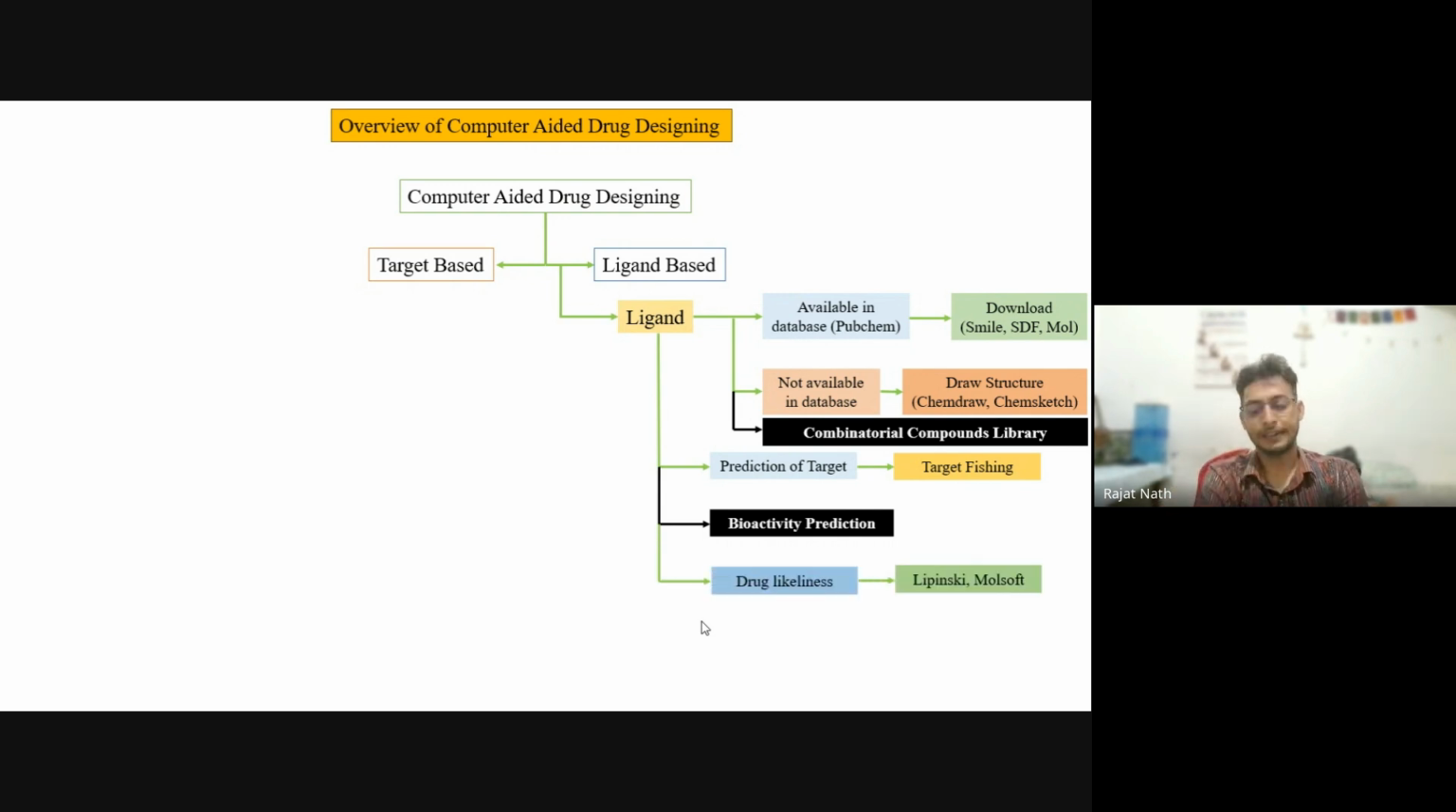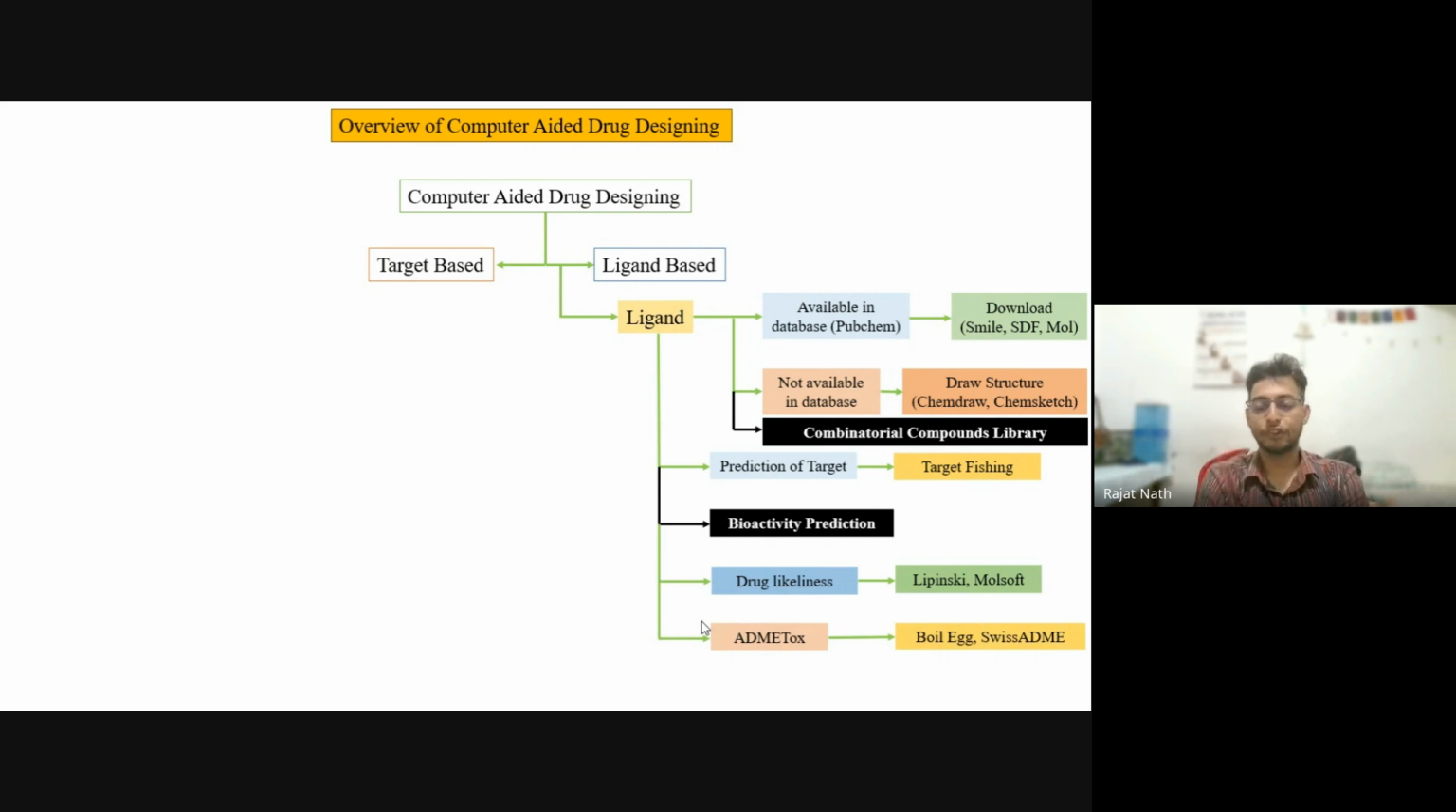Then comes drug likeliness. The scientist Lipinski gave a rule. This is known as Lipinski rule of 5. So we can see whether this compound is following these rules or not. This technique is known as drug likeliness.